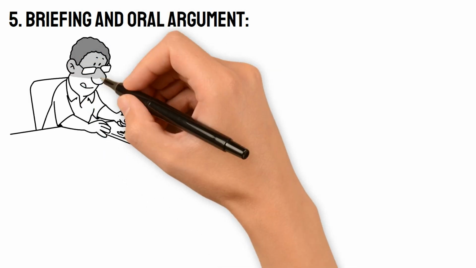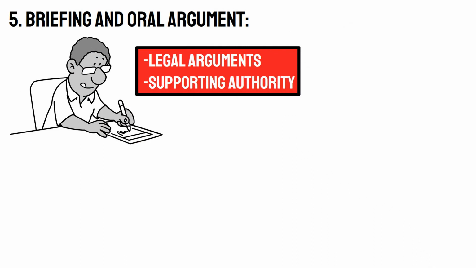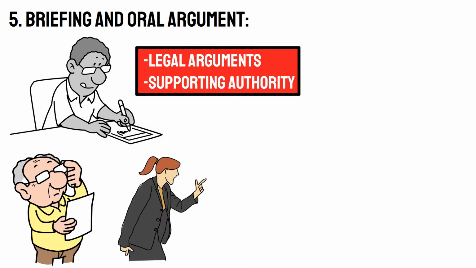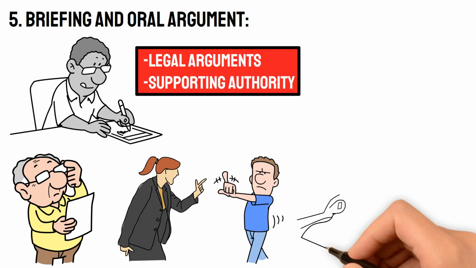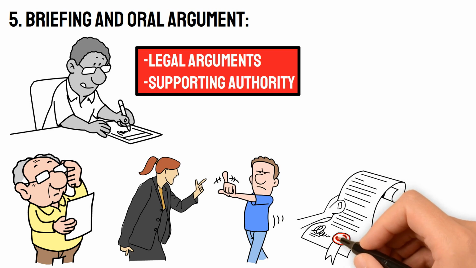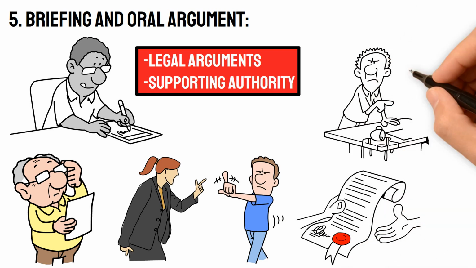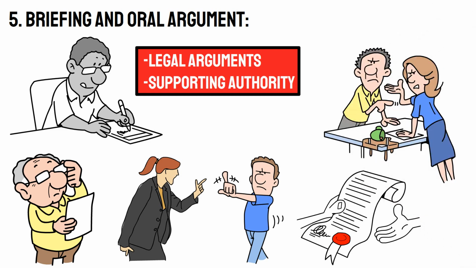5. Briefing and oral argument. The parties submit written briefs outlining their legal arguments and supporting authority. The appellant's opening brief presents arguments challenging the juvenile court's decision, while the respondent's brief defends the decision. The appellant may file a reply brief, responding to arguments raised in the respondent's brief. In some cases, the appellate court may schedule oral argument to allow attorneys to present their arguments in person.